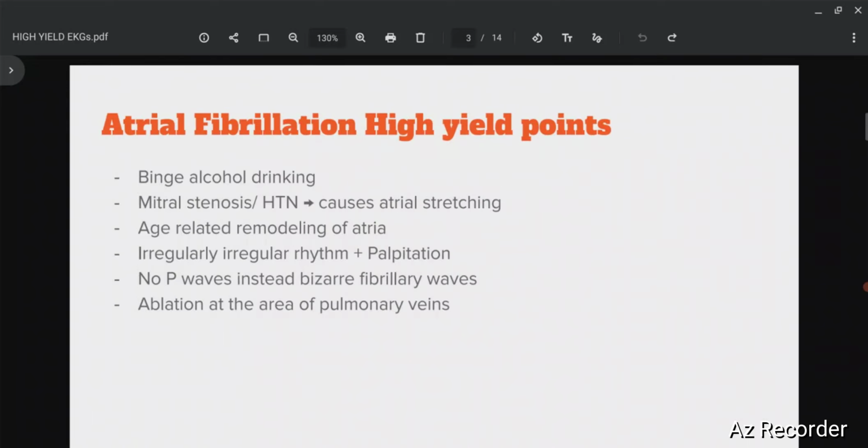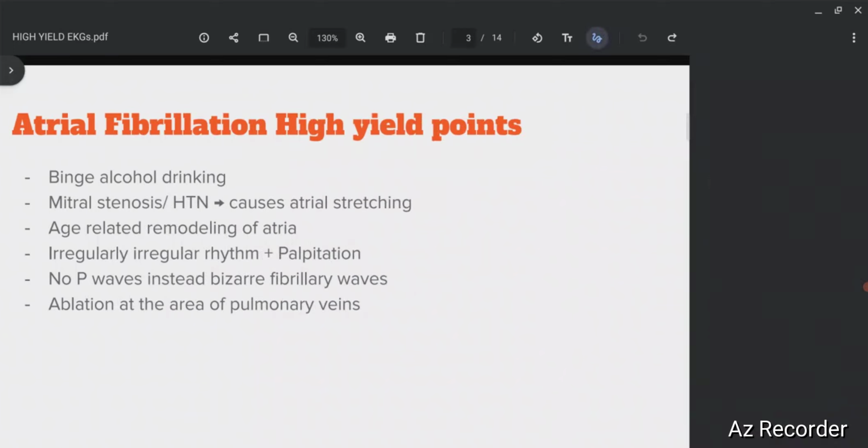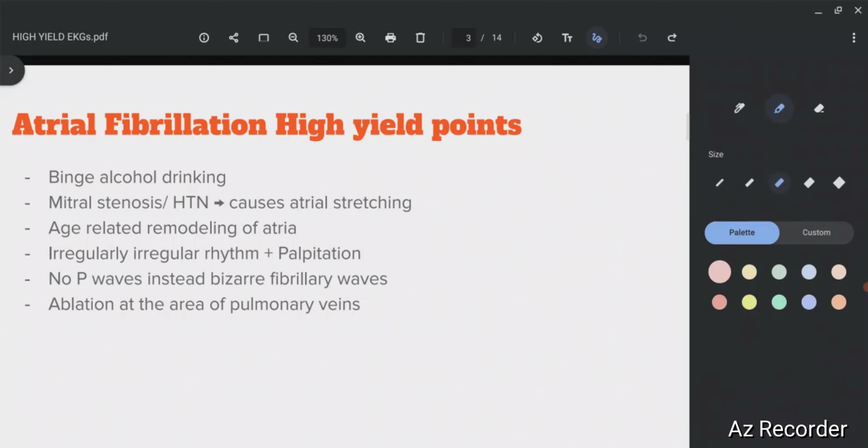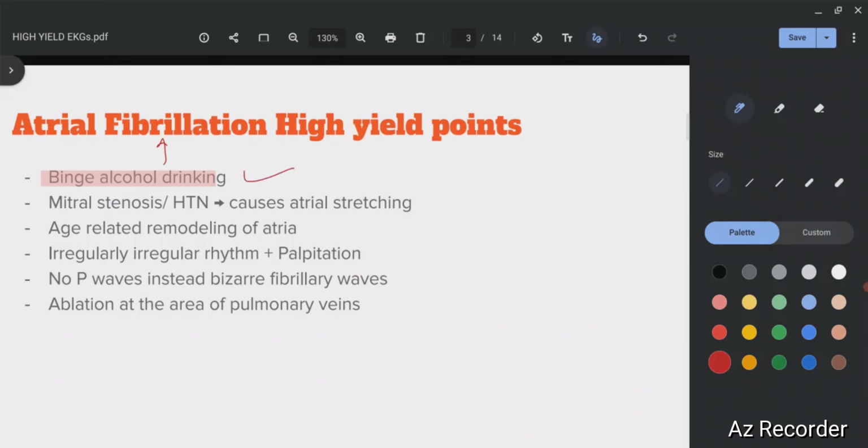What your examiner wants you to know regarding atrial fibrillation: if there is an exam question that a person has a history of binge alcohol drinking last night or a few hours ago, just don't think of anything else. This is definitely atrial fibrillation. So this is trick 1, and this is a very important point. Write this down somewhere, and just remember this for your entire life.